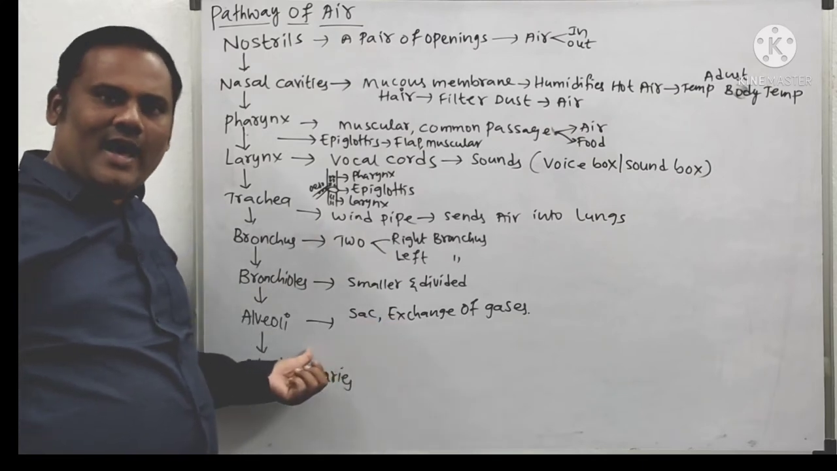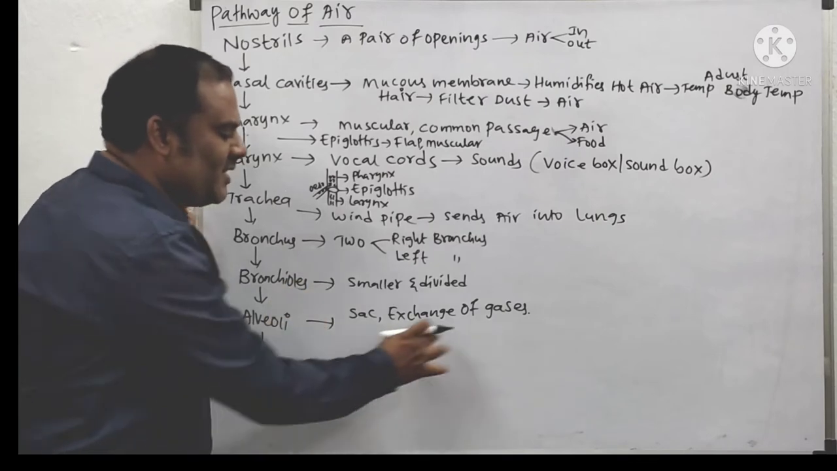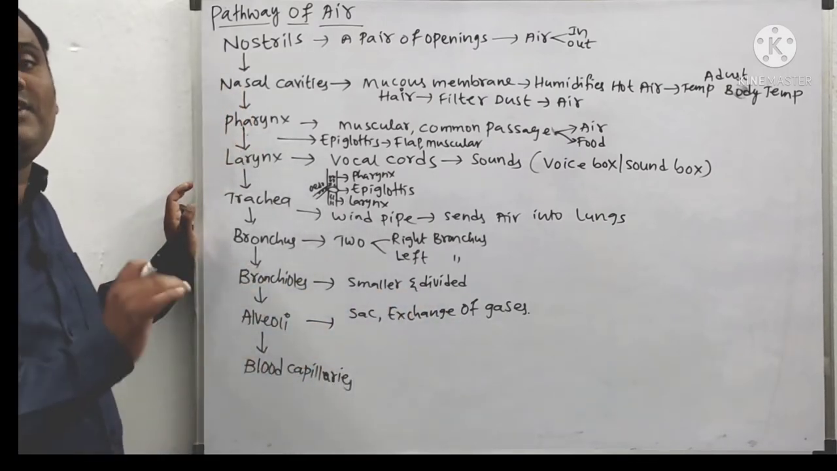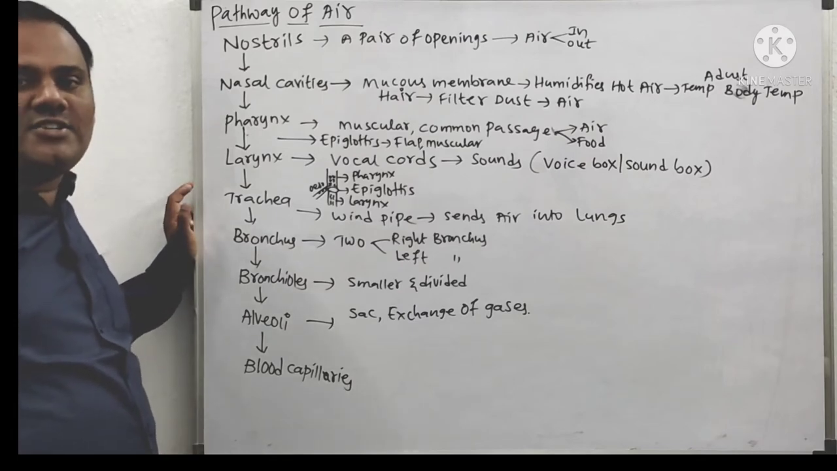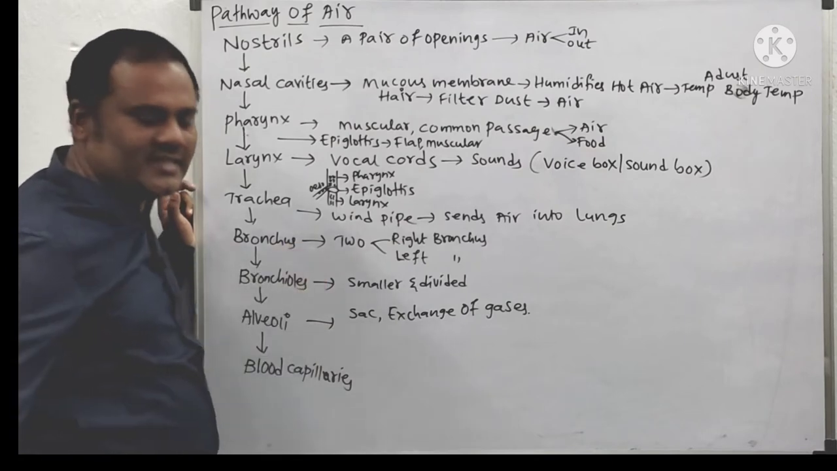We will learn that elaborately in the next video. So they are sac-like structures that exchange gases, and moreover they are called the structural and functional unit of lungs, because the lungs are made up of these alveoli itself.